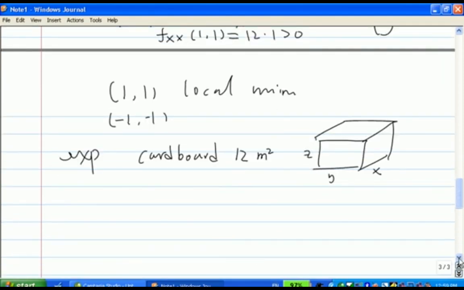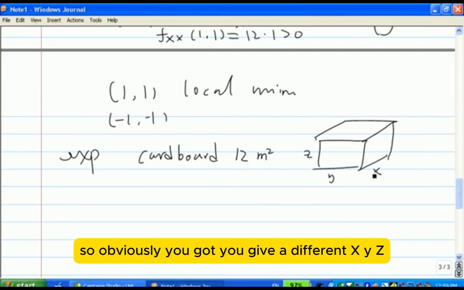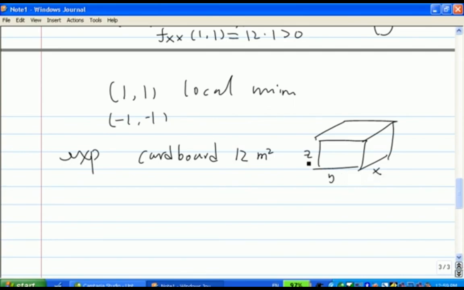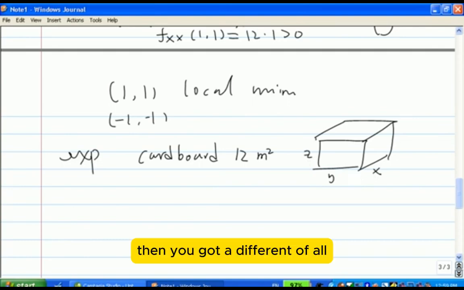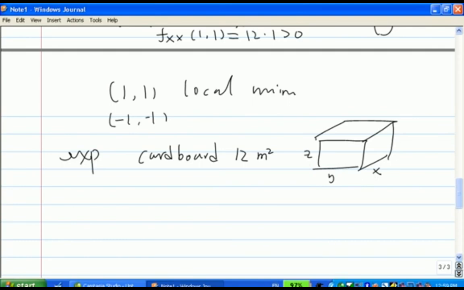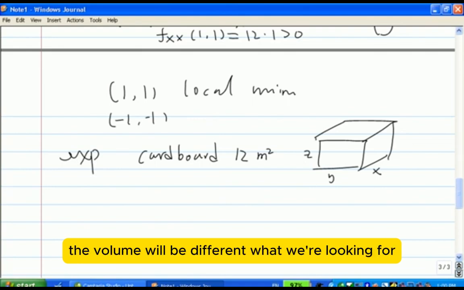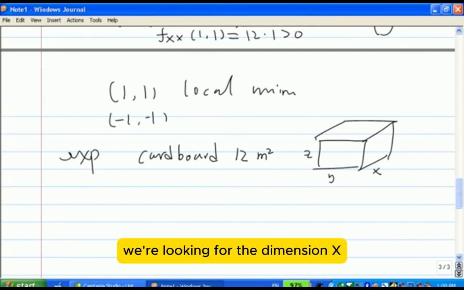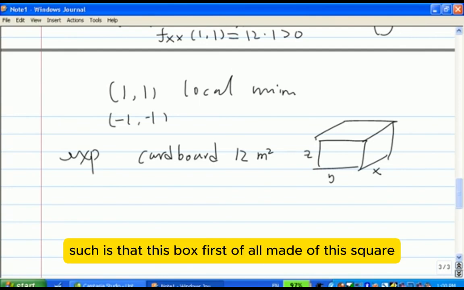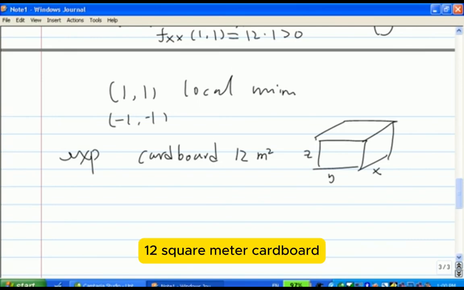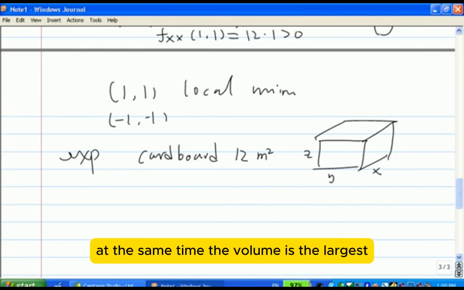Okay, now what do we want? So obviously you give a different x, y, z, then you make a different box, I mean a box with a different dimension. The volume will be different. What we're looking for are the dimensions x, y, and z such that this box is, first of all, made of this 12 square meter cardboard. At the same time, the volume is the largest.